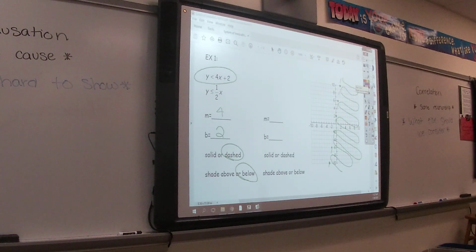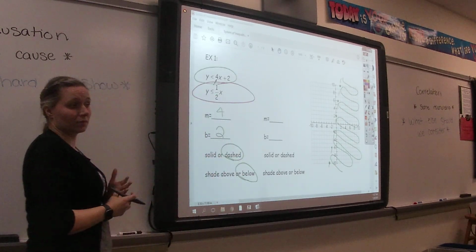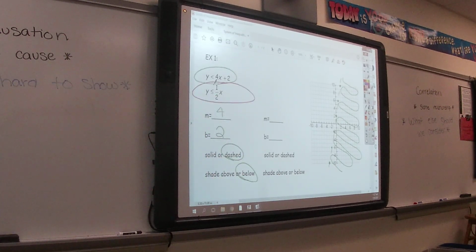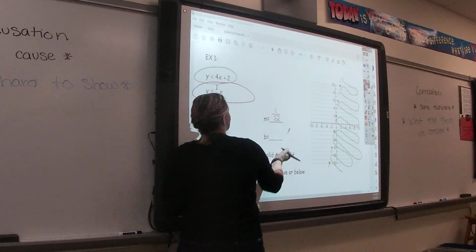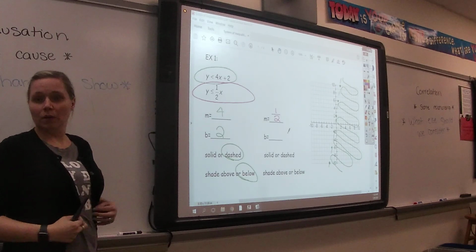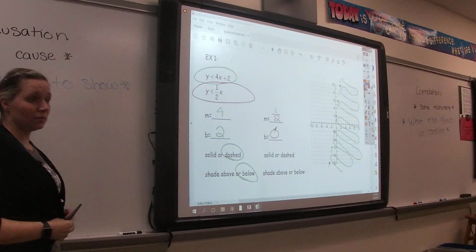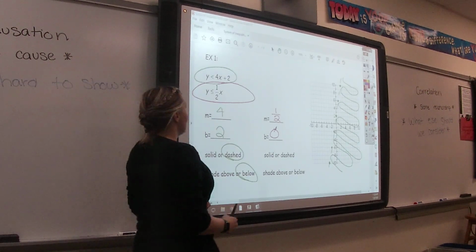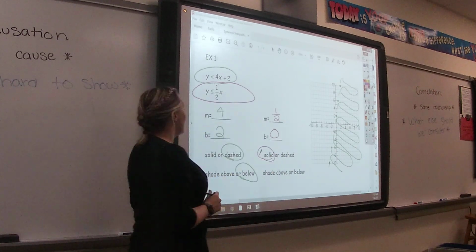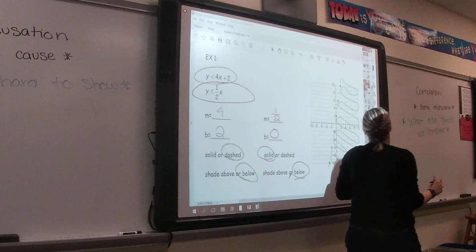Now we're going to go to our second equation. y is less than or equal to 1/2 x. What does m equal? 1/2. What does b equal? 0. Is this one solid or dashed? Solid. Above or below? Below. You all know how I love to have them shading below for some reason.